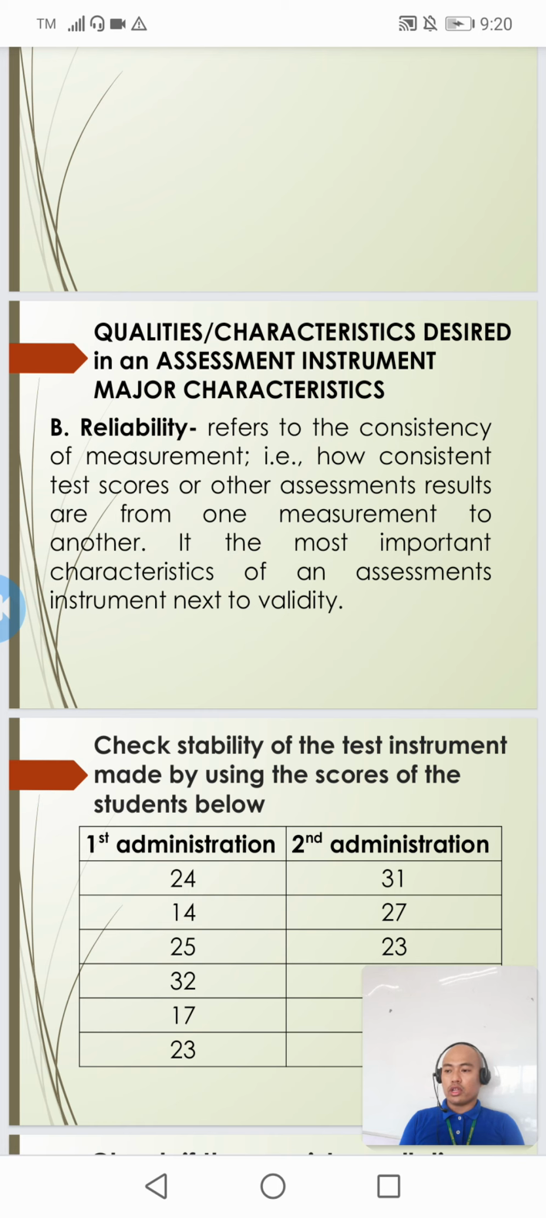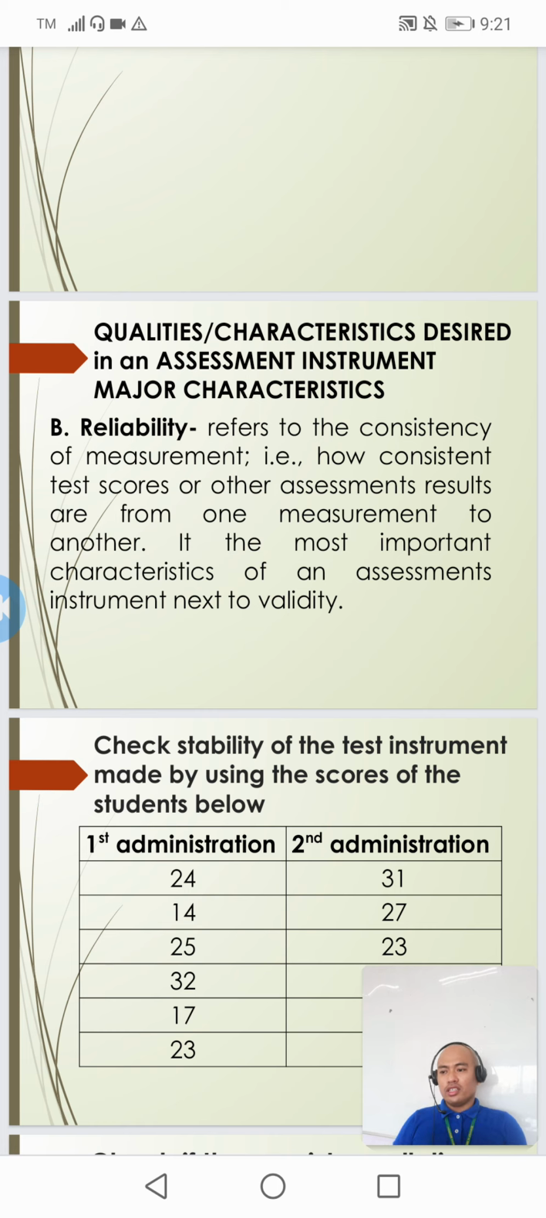When it comes to scoring, we can use the Kendall's coefficient of concordance to check the agreement of the raters. Kendall's coefficient of agreement. Pwede natin gamitin ito if we want to check if there is really agreement between and among our raters.